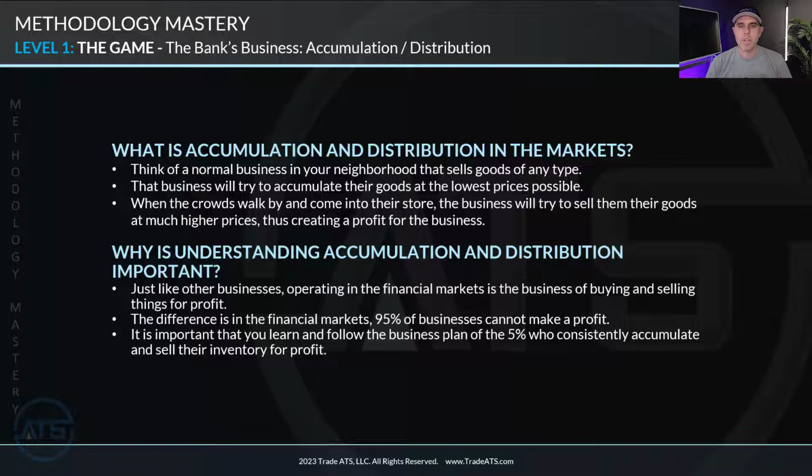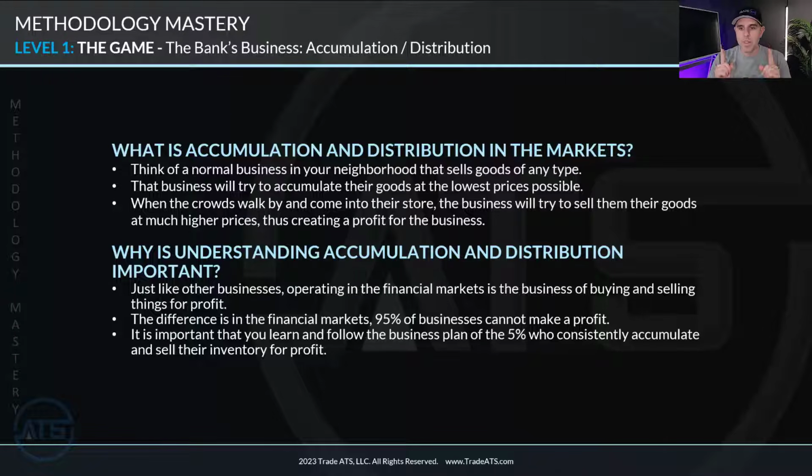So why is understanding accumulation and distribution important when it comes to the markets? Well, just like other businesses, operating in the financial markets is the business of buying and selling things for profit. When you accumulate shares of a stock, or you get some sort of cryptocurrency, or you secure a position in Forex, that becomes your personal inventory. And it is typically most people's goal to distribute that inventory later to a willing buyer at a higher price and make a profit. It's no different for the banks.